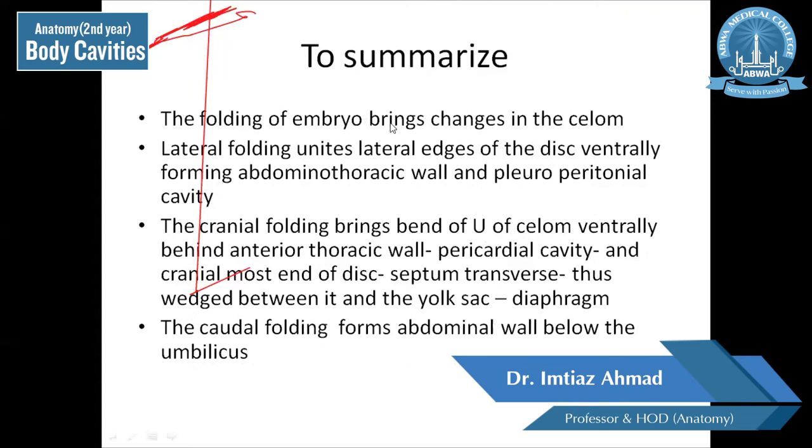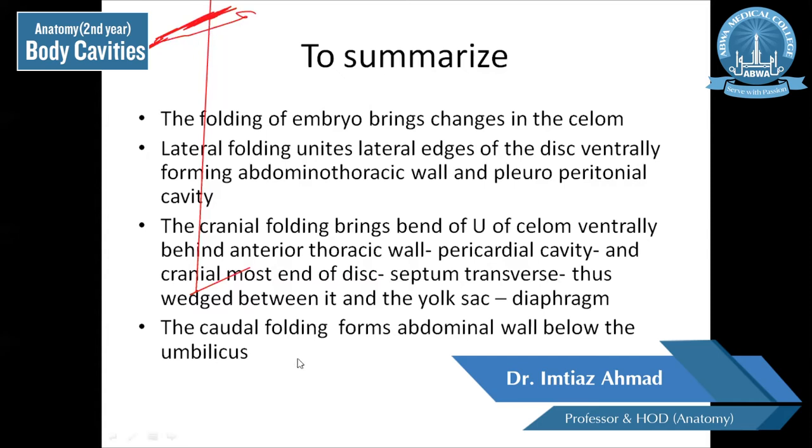The folding of the embryo brings changes in the cavity. The lateral folding unites the lateral edges of the disc ventrally, forming the abdominothoracic wall and pleuroperitoneal cavity. And the cranial folding brings the bend of the U ventrally, anterior to the thoracic wall, as the pericardial cavity, and the cranial-most end of the disc, septum transversum, is thus wedged between it and the yolk sac, that would form the diaphragm. The caudal folding forms the abdominal wall below the apex.